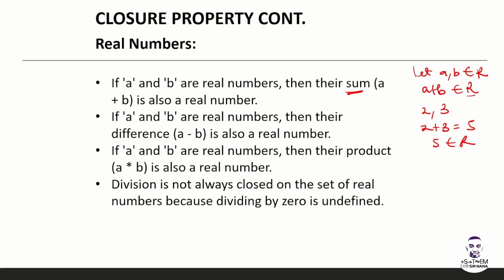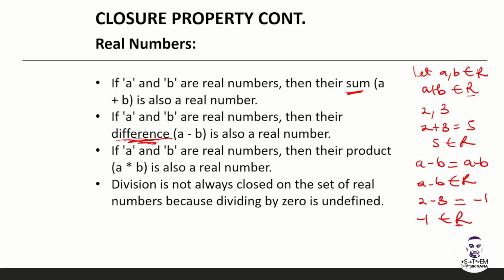Now let's consider difference or subtraction. So if we have a minus b, we know we will get a minus b, right? And a minus b belongs to the real number system. For instance, if we have 2 minus 3, we know it gives us negative 1. And negative 1 belongs to the real number system. So subtraction as well, or difference as well, is closed when it comes to real numbers.